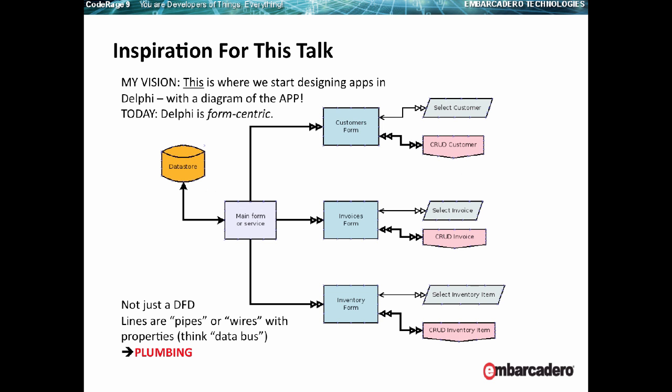So here's my vision. This is where I'd like to start designing apps in Delphi, with a diagram of the application. All right, Delphi is form-centric. You start out with a form. Well, this is a look at the whole application. Of course, this just looks like a DFD. It's not just an ordinary DFD, a data flow diagram. The lines actually represent pipes or wires, and they have properties. Think of something like a data bus. And it's the lines here that I'm referring to as plumbing.